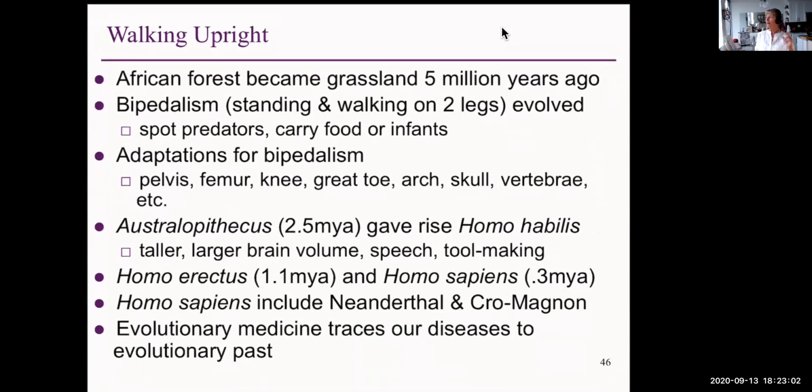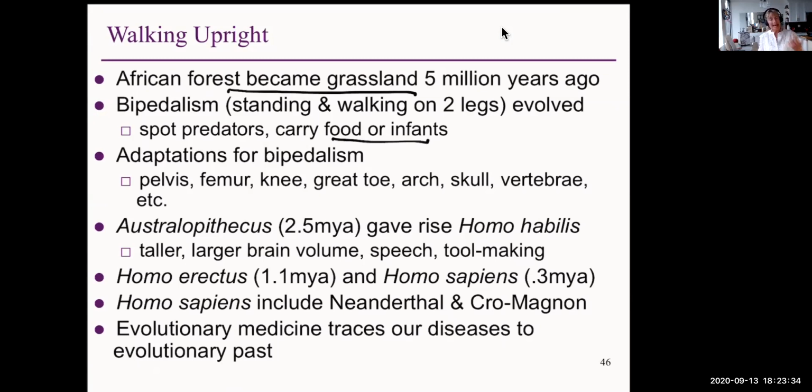One very important evolutionary trend was to walk upright. So other primates that are part of our group of primates don't walk upright. That is a human feature. It's thought that because the forest became grassland, that being able to walk on two legs helped to see predators in the distance. You could walk and carry food or infants.